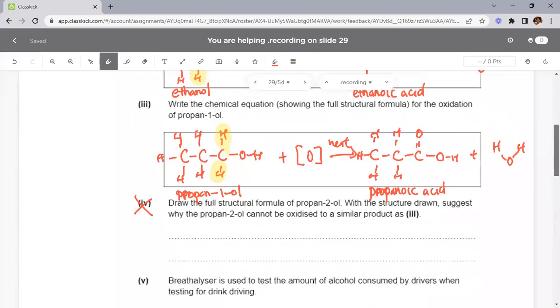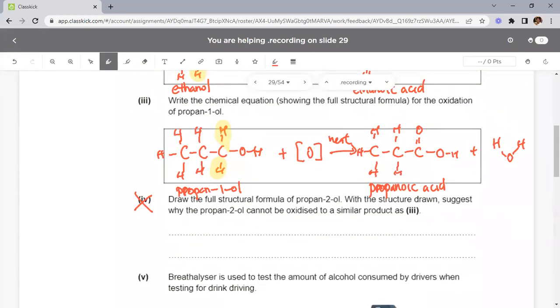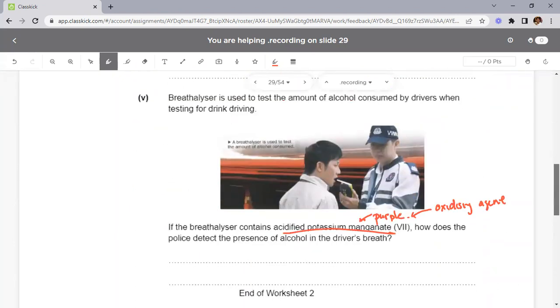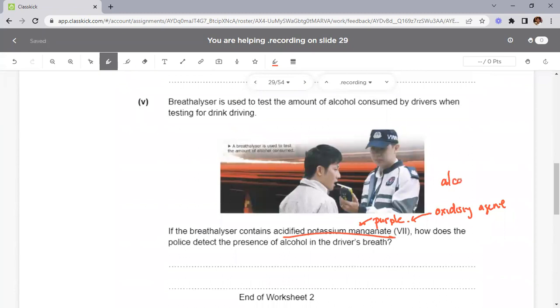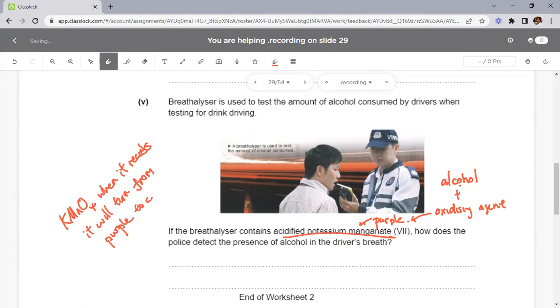And we know, based on what we have seen at the top here, that alcohol will react with the oxidizing agent. So potassium manganate 7 is an oxidizing agent, and it will react with alcohol. When potassium manganate 7, KMnO4, reacts, it will turn from purple to colorless. So we know this reaction is a redox.